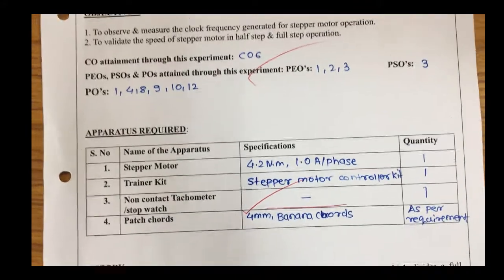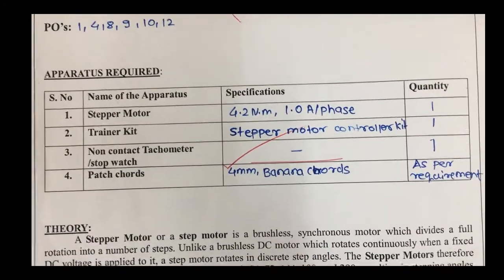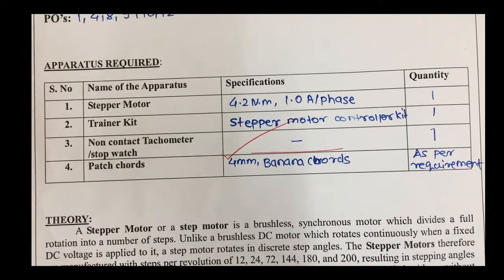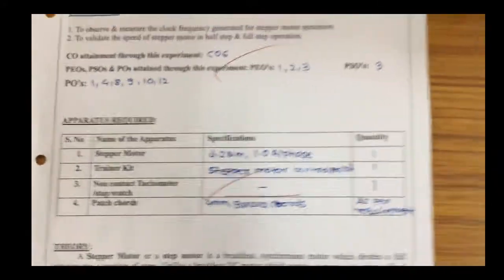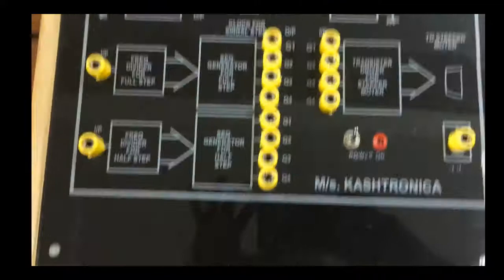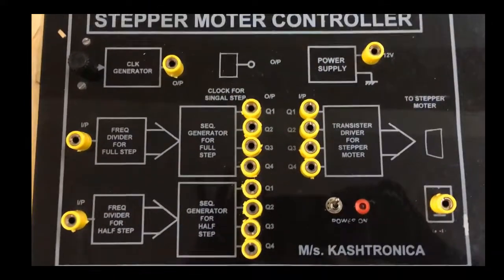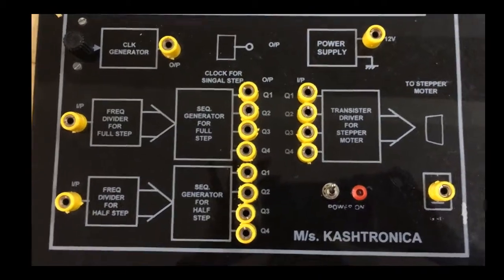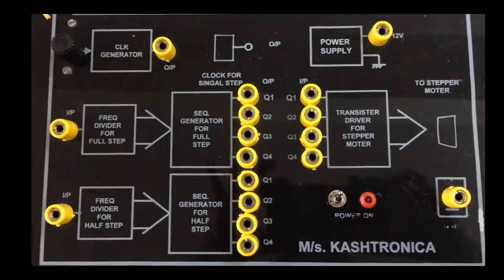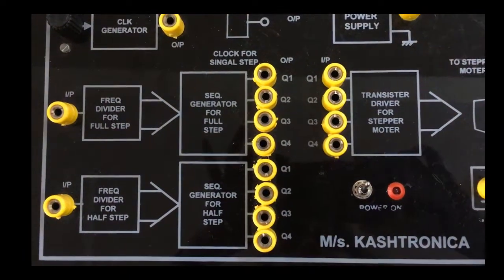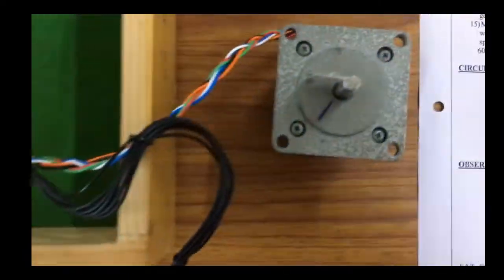this experiment. The apparatus required are stepper motor, trainer kit, non-contact tachometer or stopwatch, patch cords. Here one kit we require, or the controller we require for the stepper motor. This is the stepper motor controller. In this controller we are going to perform the experiment on stepper motor for both modes of operation, half step and full step. It is our stepper motor in our lab.